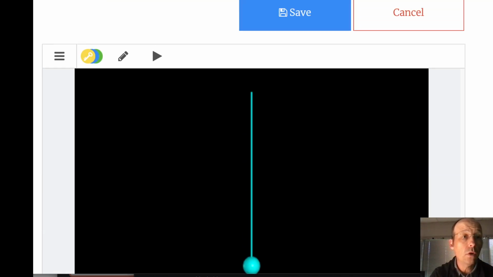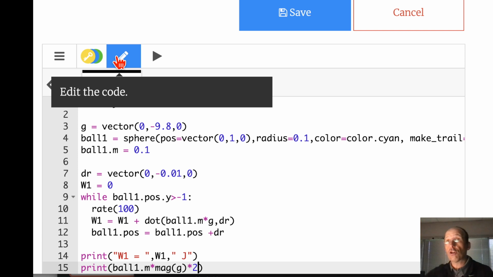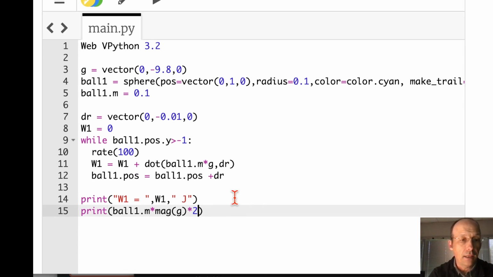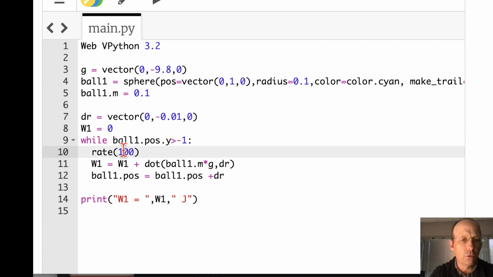Now we need to do the second path, a curved path. Let's get rid of that. Don't need that. Let's make another ball. I'll do them one after the other. Let's make this rate 200 because it went too slow, and I'm an impatient person.